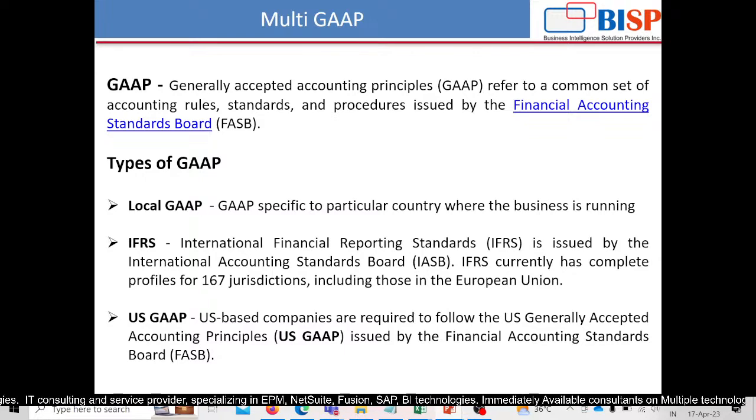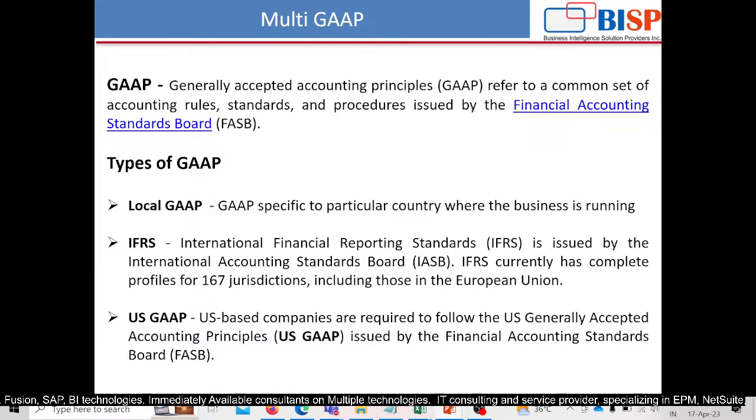First, we have local GAAP. It means, with respect to any foreign subsidiary, the generally accepted accounting principles in the jurisdictions in which the principal business operations are being conducted.